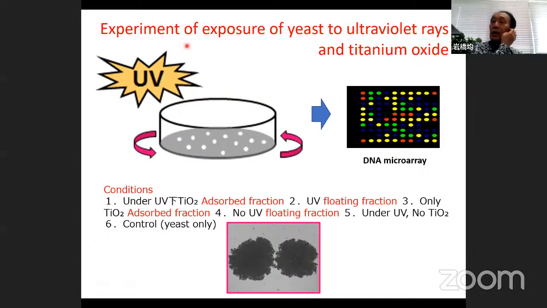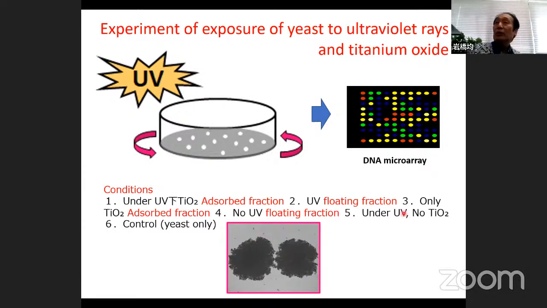Next step, we exposed yeast cells to ultraviolet UV in the presence of titanium oxide. And we analyzed, for example, you can culture yeast cells like this. So we have four fractions. Under UV, we have the adsorbed fraction, like this, and the floating fraction, maybe like this. And without UV, we also have a floating fraction and an adsorbed fraction.